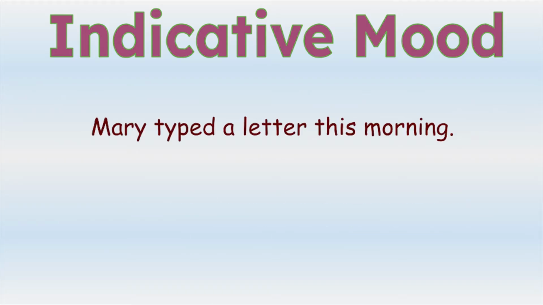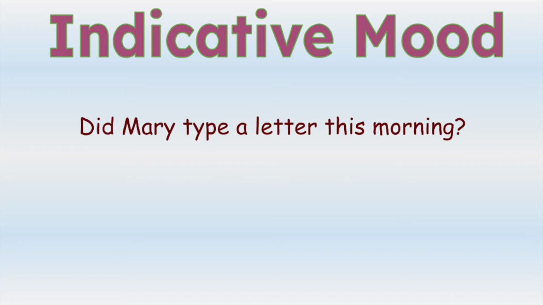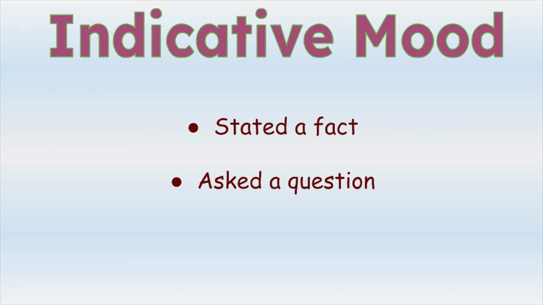Mary typed a letter this morning. This is a statement of fact. We know that Mary typed a letter this morning. Did Mary type a letter this morning? This is asking a question. So these are expressions in the indicative mood of the verb. We stated a fact and we asked a question.